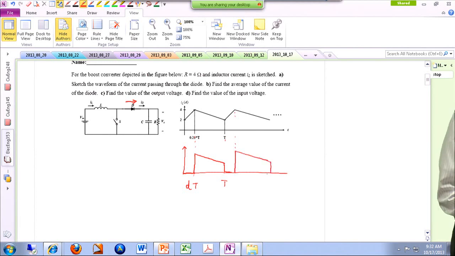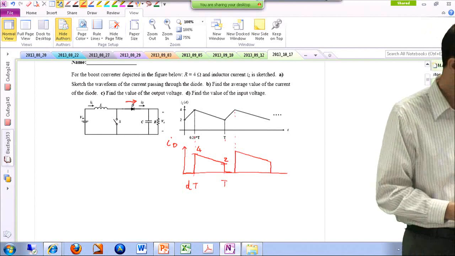All right, something like this. So this would be the current of the diode. The peak is 4. This minimum value is 2 amps. And obviously the duty cycle is 25%. So that was part A.